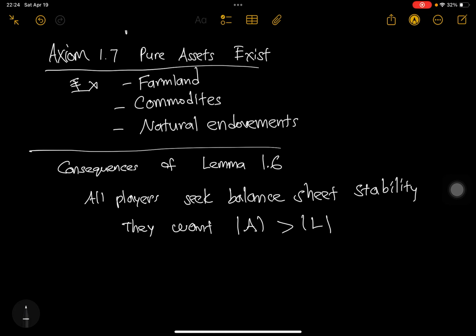And the reason why they want this is because if it's not true, if your liabilities are greater than your assets, then the counterparty, the side that holds the other side of the liability, will begin to doubt your creditworthiness, your stability, and the fundamental deal breaks down. Because once again, from lecture 1, we learned that money is a credible promise for something else.